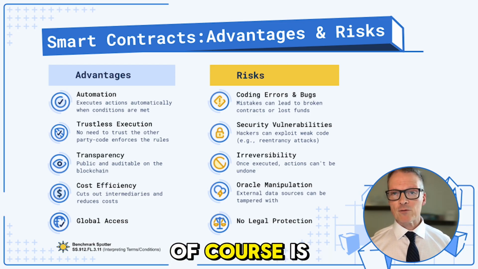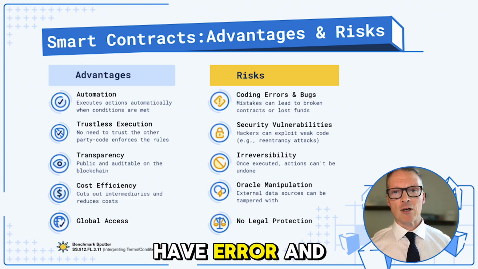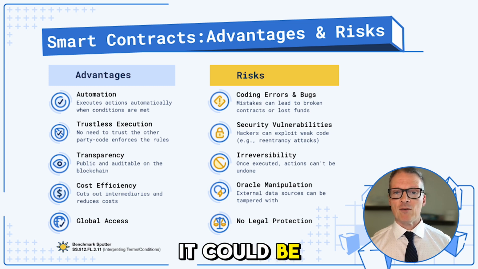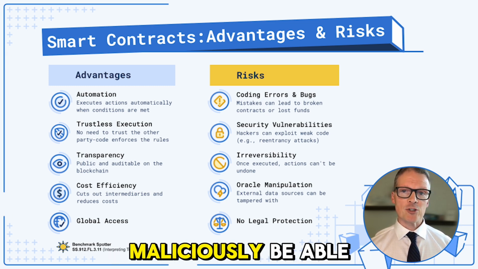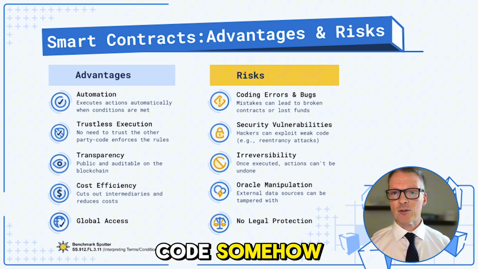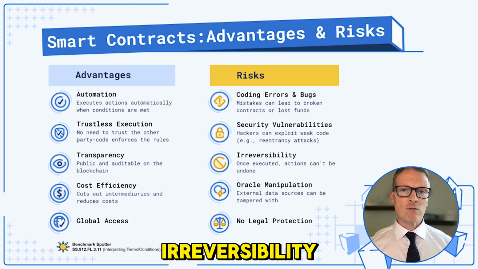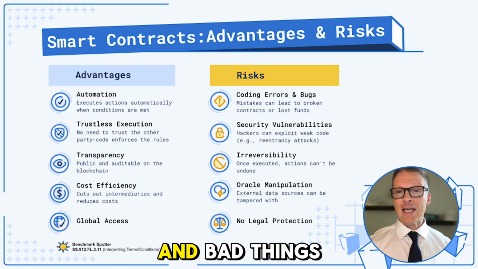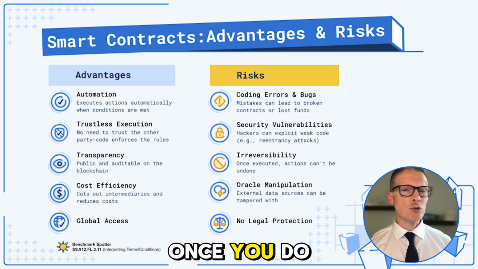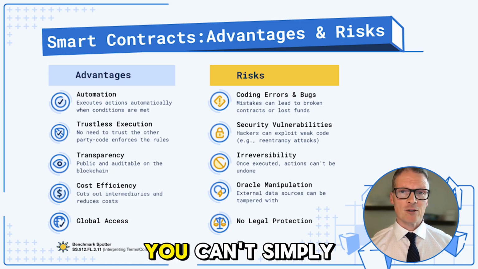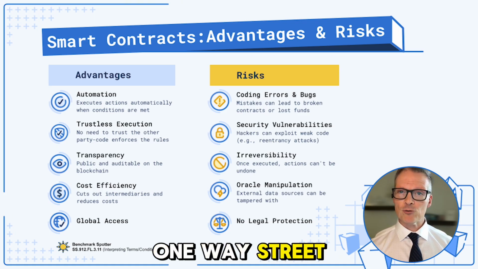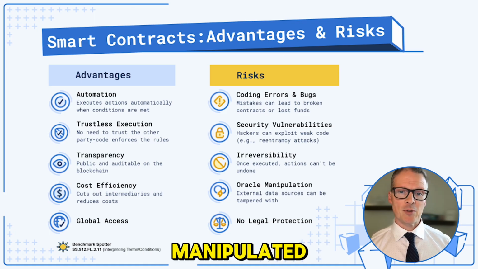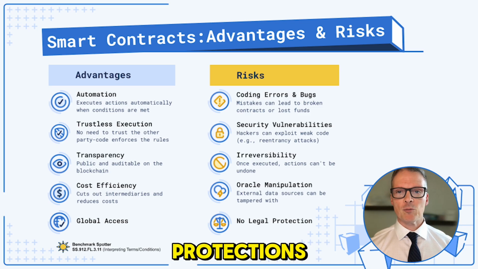Now, the risks, of course, is that coding could have errors and bugs. It could be vulnerable, where you can find some workaround where a hacker might maliciously be able to penetrate the code somehow. You also have irreversibility. This is one of the good and bad things about blockchain. Once you do something, it's done. You can't simply go back or ask for a refund. It's only a one-way street. Oracles could be manipulated. And of course, there's no legal protections.